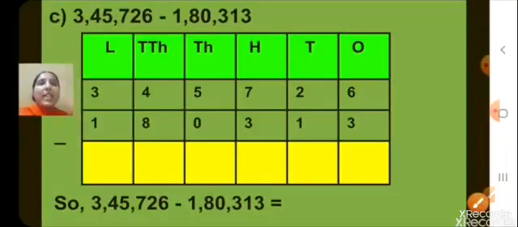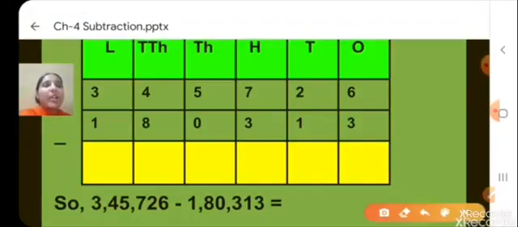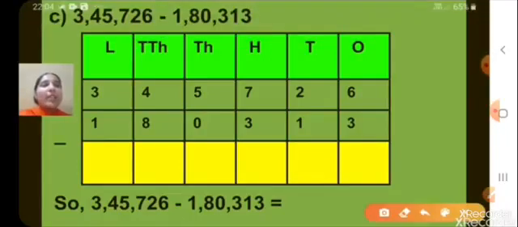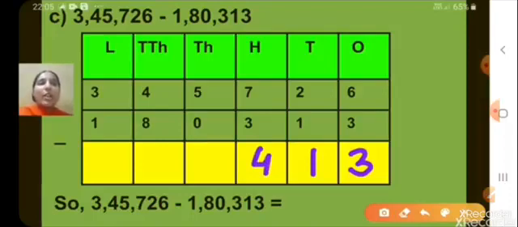Okay children. Now let's move to the next question. So question number C is where the minuend is 3,45,726 and subtrahend is 1,80,313. So let's start from ones place, ones column. So 6 minus 3, what will we get children? 3. Now let's move to tens column. So 2 minus 1, 1. Now let's move to hundreds place. So 7 minus 3, 4. Now let's move to thousands column. 5 minus 0, 5 only.